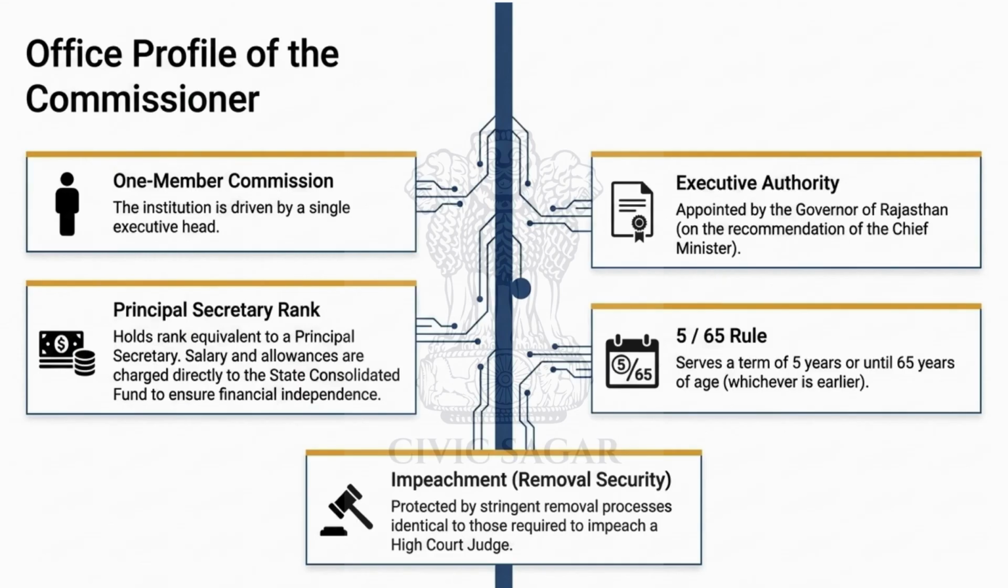Tenure, the 5 or 65 rule: serves a term of 5 years or until reaching 65 years of age, whichever occurs earlier. Removal security: to shield the office from political influence, the commissioner can only be removed through strict judicial impeachment procedures identical to those of a High Court judge.